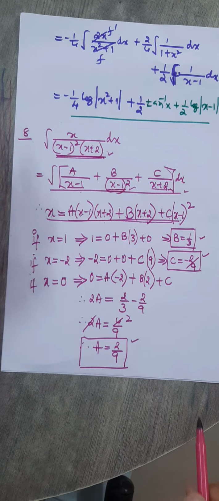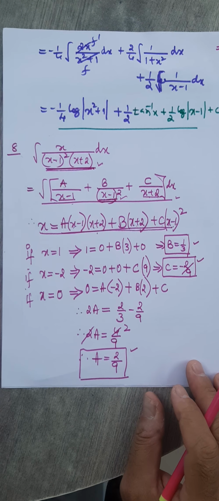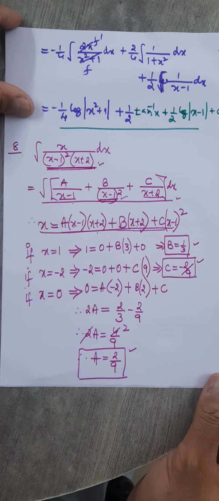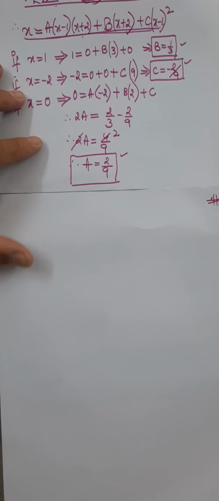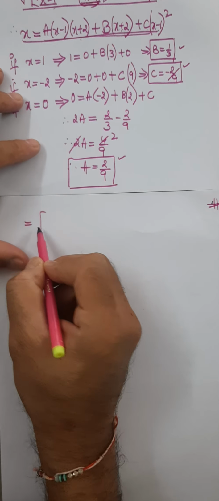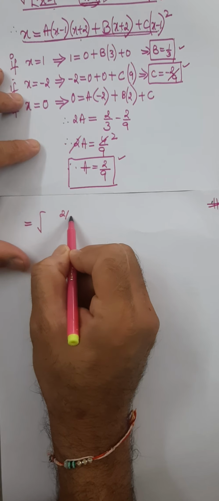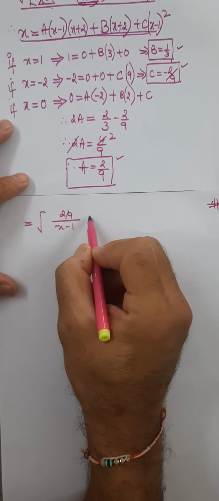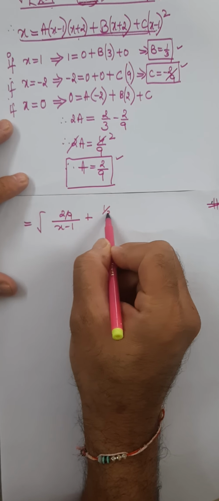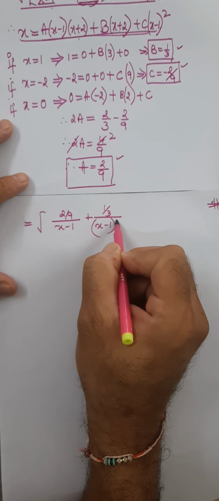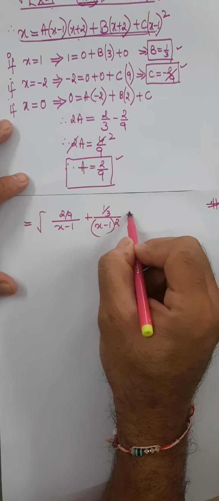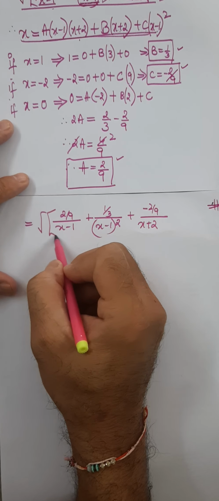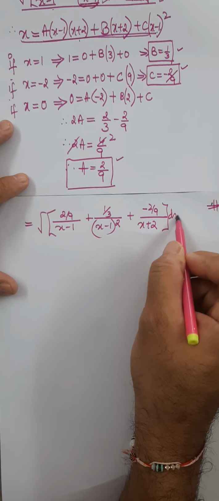This procedure is called the partial fraction method. So be careful while doing this calculation. There should not be any mistake, remember. So the above integral would be: what is a? 2 by 9 upon x minus 1. What is b? 1 upon 3 upon (x minus 1) the whole square. What is c? That is minus 2 by 9 upon x plus 2. So this is the simplification of the function.